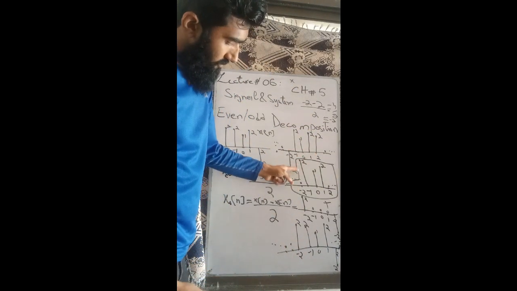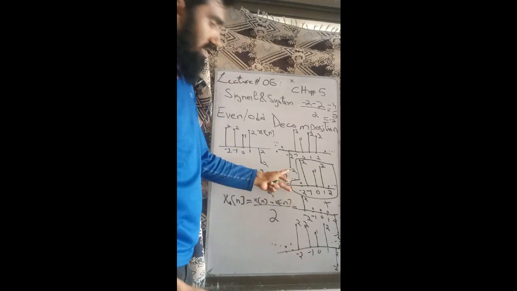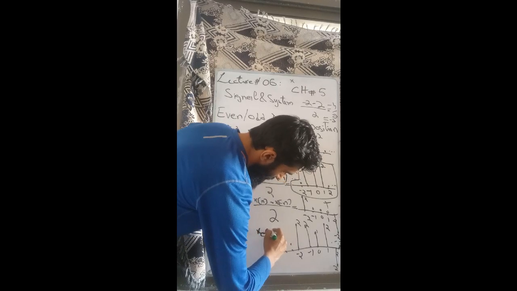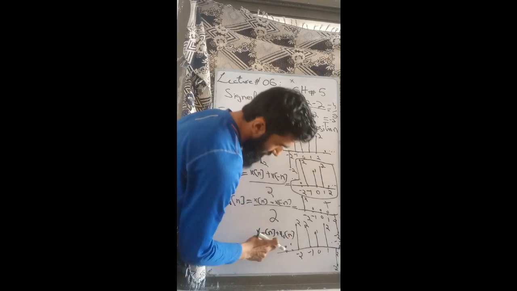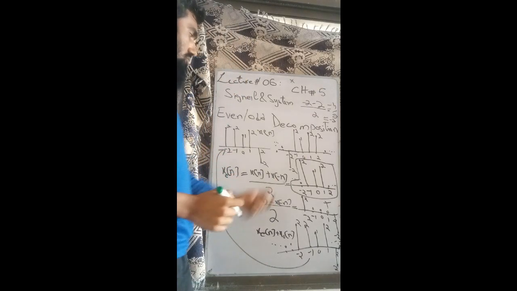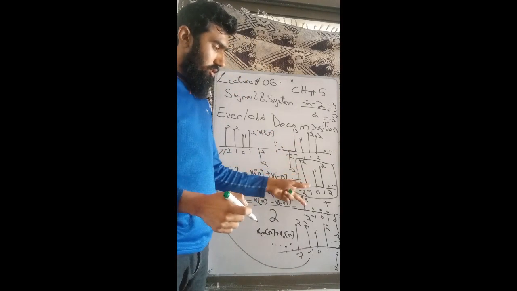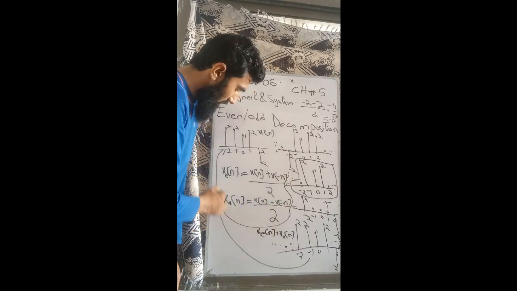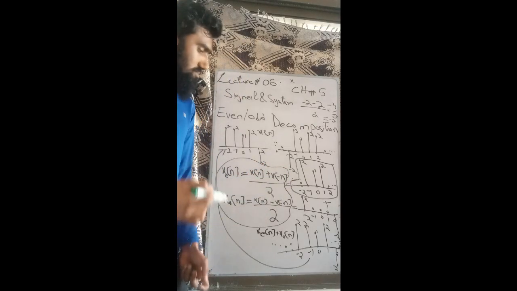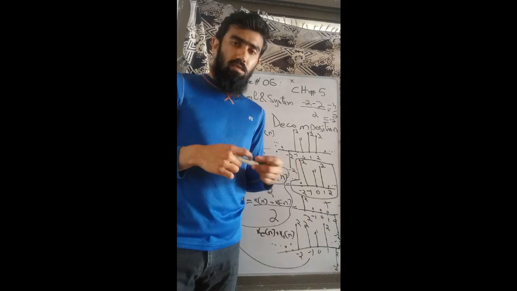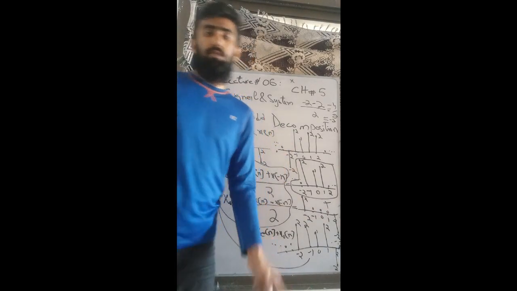So the sum of these two signals, the even and odd part, is nothing but x of E of n plus x of O of n. I am summing the even and odd part and getting the same result as this complex signal. So I have decomposed this signal into even and odd parts using this formula. This formula is for getting the even and odd part of a signal. And again, summing these two, we get the original back. This is known as the even and odd decomposition of a signal.